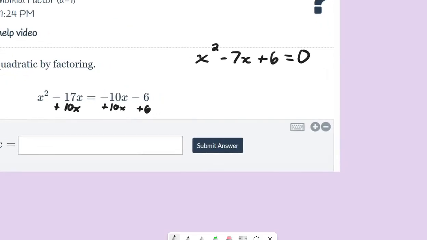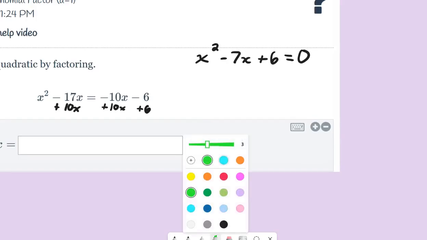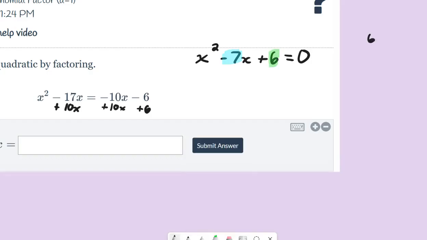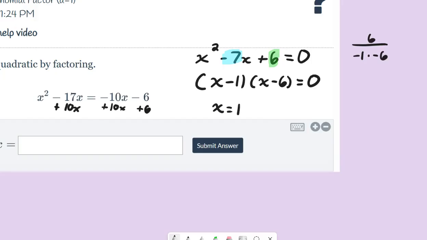Alright, if we go after this, we need a sum of negative 7 and a product of positive 6. So again, we're going to need negatives. So let's look at 6. Different ways you can get to 6. Well, how about negative 1 times negative 6? That's a product of 6. And, oh, we're going to get this on the first shot. Negative 1 plus negative 6 is negative 7. So now we have x minus 1 times x minus 6 equals 0. So our two x values are going to be x equals 1 and x equals 6.